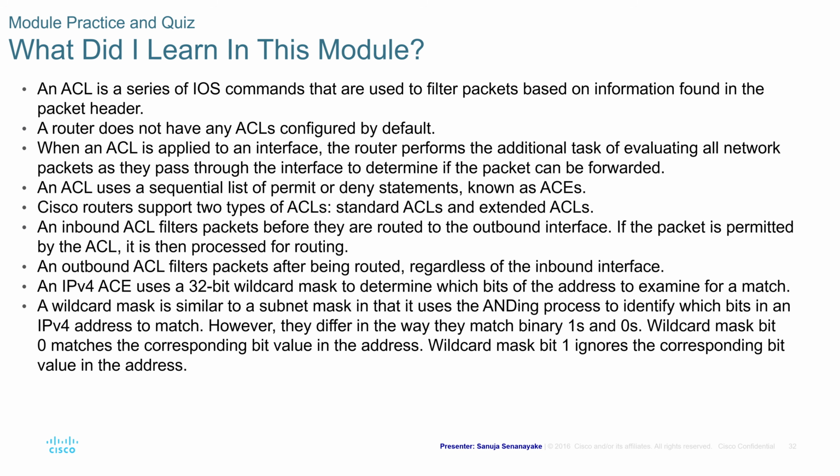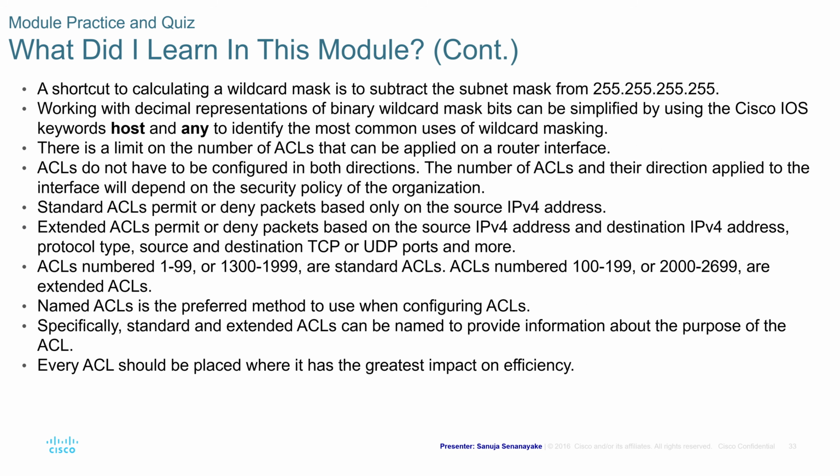So the wildcard mask bit 0 matches the corresponding bit value in the address. Wildcard mask bit 1 ignores the corresponding bit value in the address. So it's the opposite of a subnet mask, right? Think about it as the opposite of a subnet mask. We learn a shortcut to calculating a wildcard mask is to subtract the subnet mask from 255.255.255.255. You take that value and subtract the subnet mask from it. That will give you the wildcard mask.